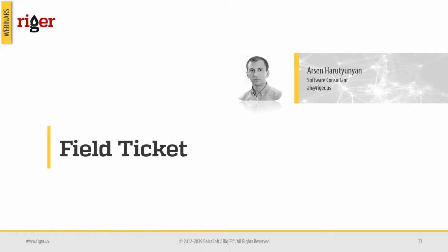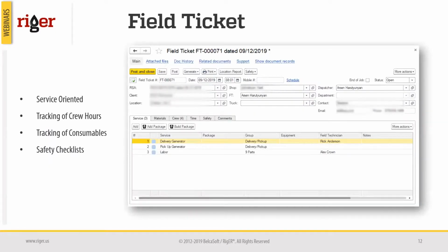Now, field ticket and rental tickets in RigER are two different entities. Whilst the field ticket is more oriented towards the service part, the rental tickets are more job type dependent. Let's talk about the field ticket first. As I said, it's more oriented towards the customer service. So we do have service information in the ticket. We also have the ability to track crew hours and the time. We have the ability to track consumables in the ticket, and we also have the safety checklists available if we need to use them.